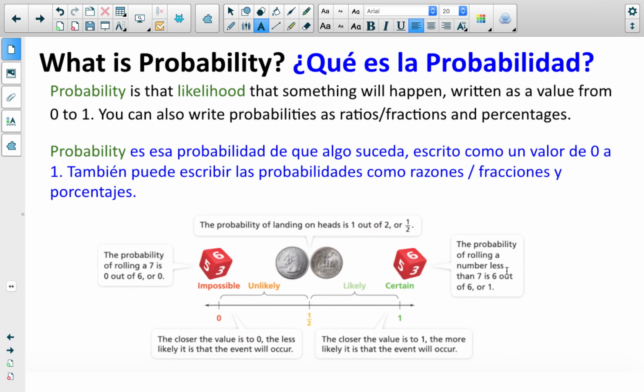Just a reminder of what probability is. It's a likelihood that something will happen on a scale from 0 to 1. 0 closer to being impossible, and closer to 1 being more certain that it will happen.